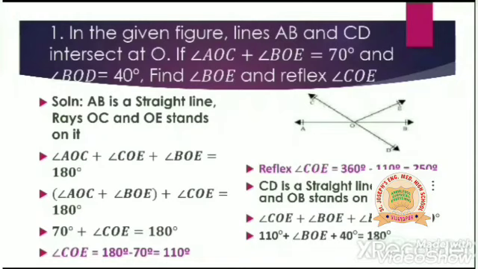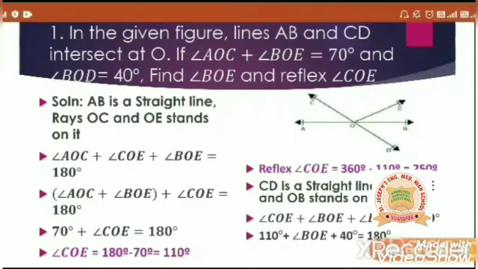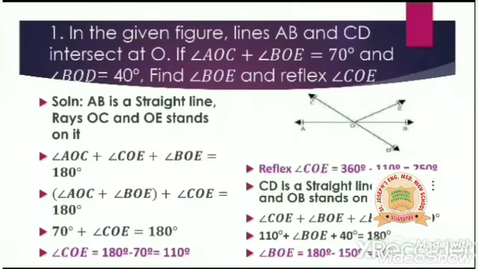Now adding 110 plus 40, that will be equal to 150 degrees. Now if you take it to that side, it will become negative. So angle BOE will be equal to 180 minus 150 degrees. So BOE is equal to 180 minus 150 degrees. So we have got angle BOE equal to 30 degrees. So whatever we needed, we have got those answers.